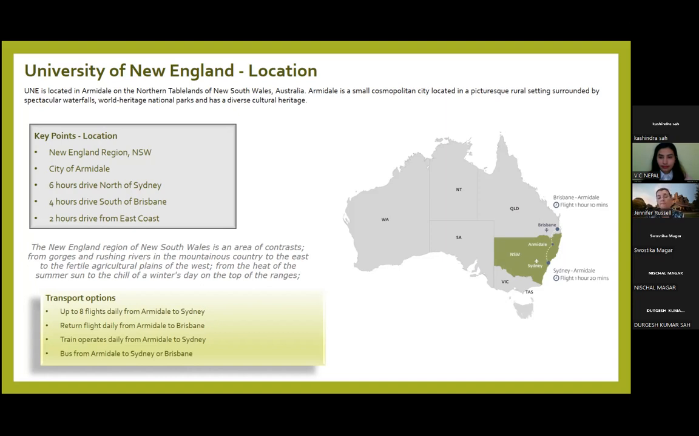We have return flights daily from the Sydney airport. So for students coming into Australia, it's easier to get to Armidale if you come into the Sydney airport and you can fly up from there. The train also operates daily from Sydney to Armidale, and there are also bus services.